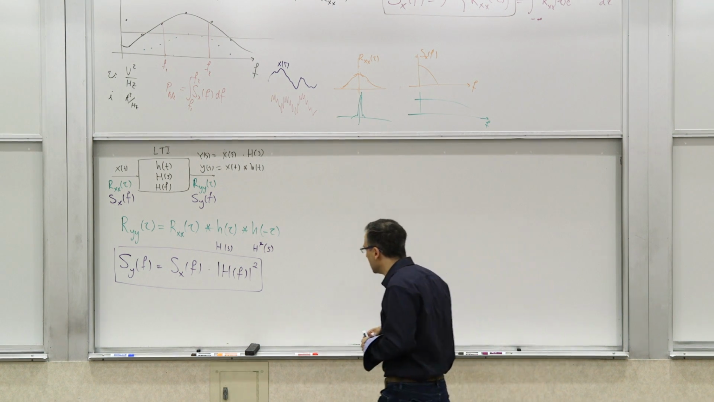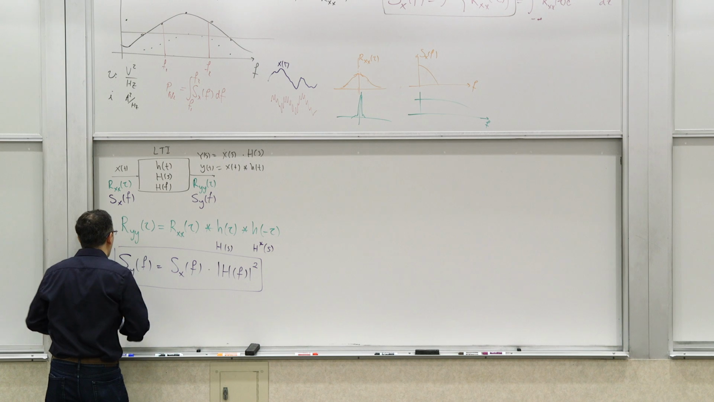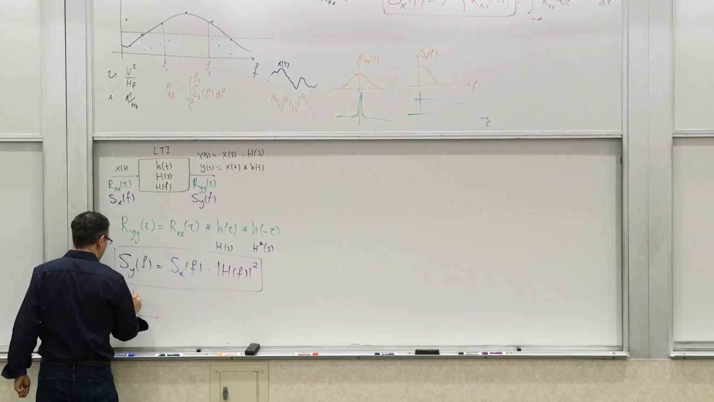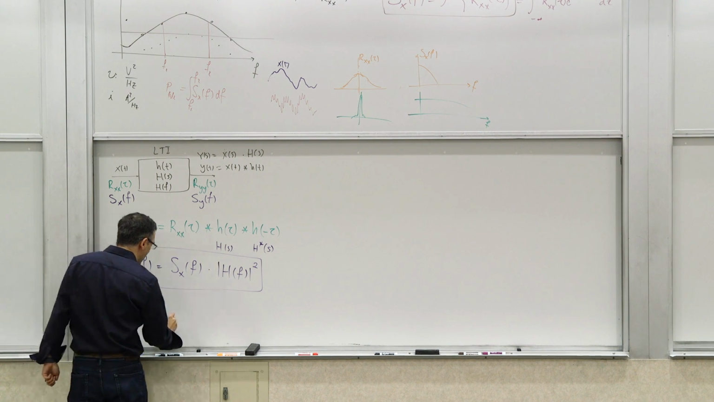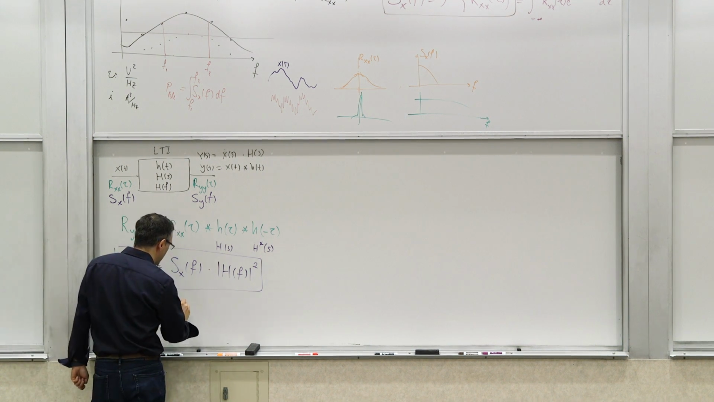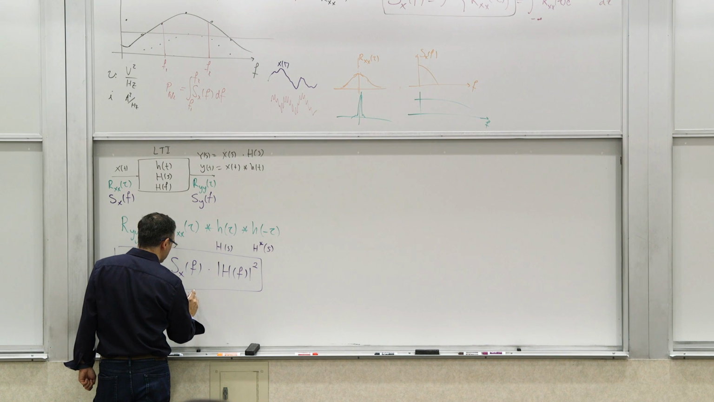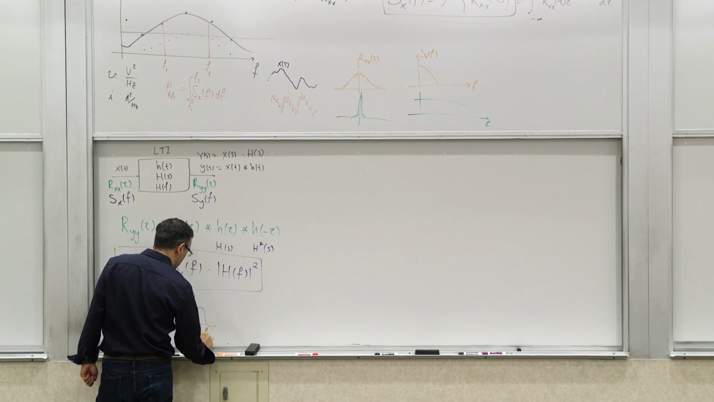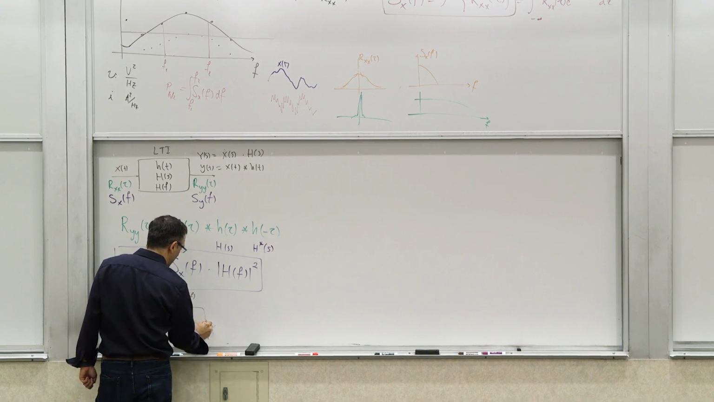So for example, if your input was a white noise source, let's say, so this is Sx of f. And then the transfer function of your system, H of f, was some filter, let's say some bandpass filter between f1 and f2, with some shape, not a perfect filter.